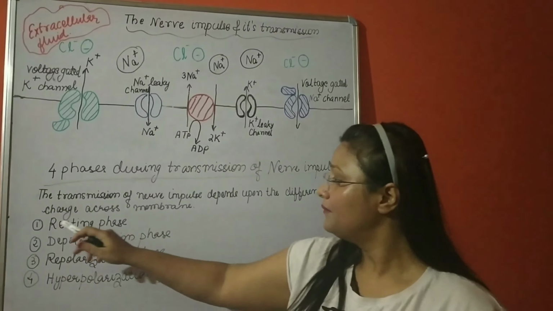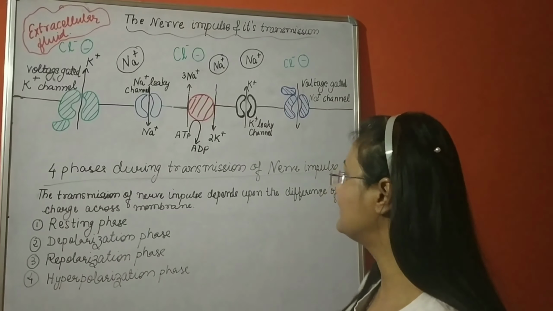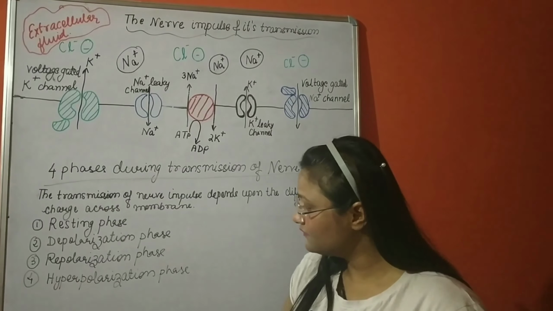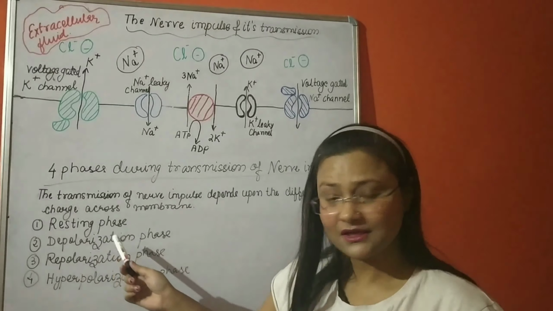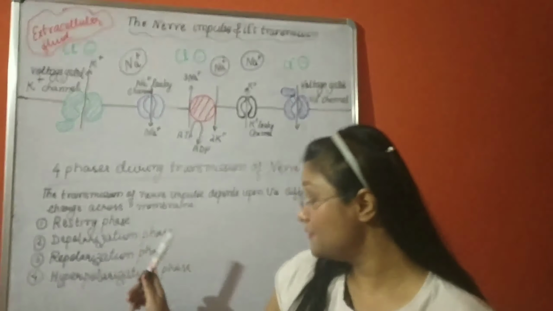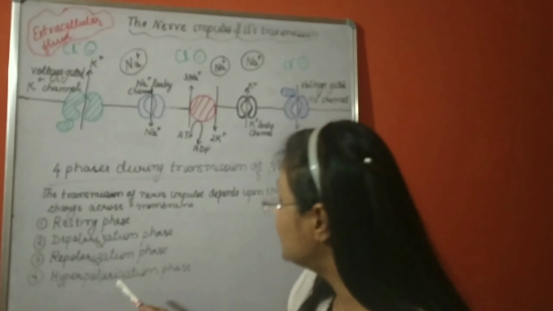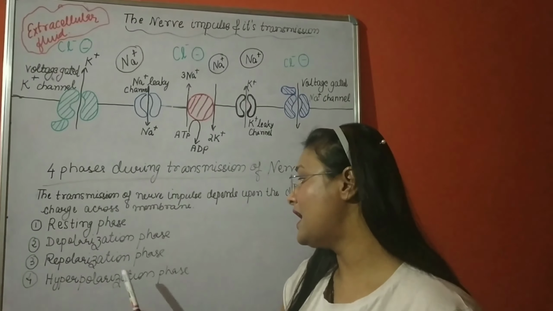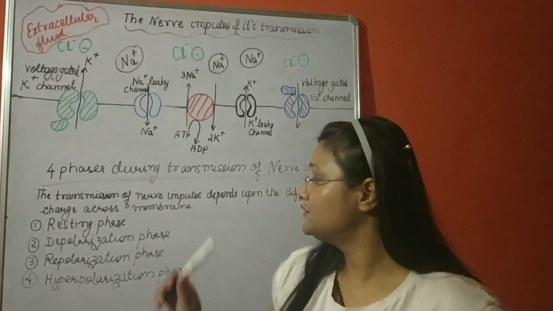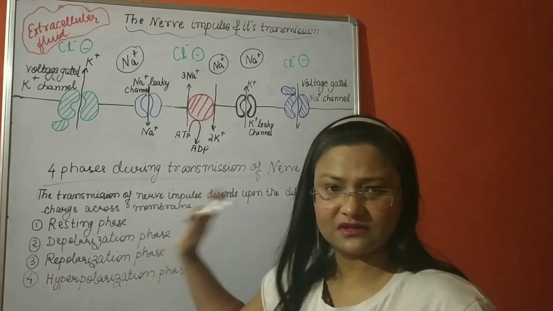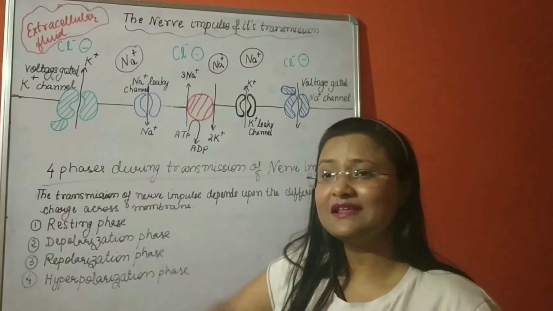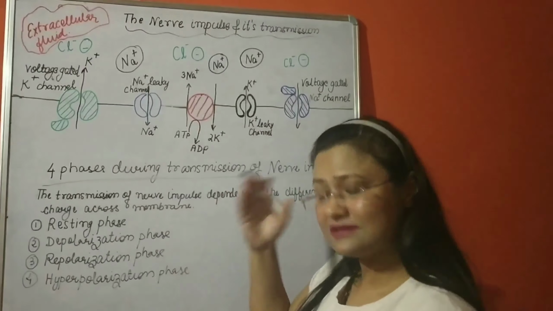So there are basically four phases during the transmission of a nerve impulse. The first phase is the resting phase. The second phase is the depolarization phase. The third phase is the repolarization phase. And the fourth phase is the hyperpolarization phase. As the name indicates, this is the resting phase, as I showed you, minus 70 millivolts, which is the phase when there is no nerve impulse arriving.